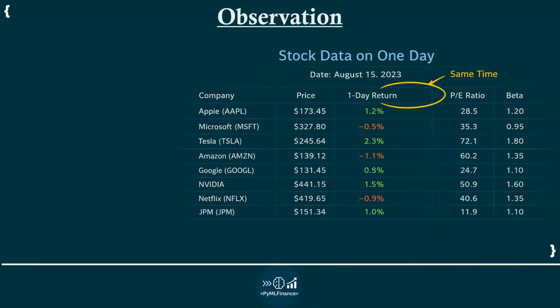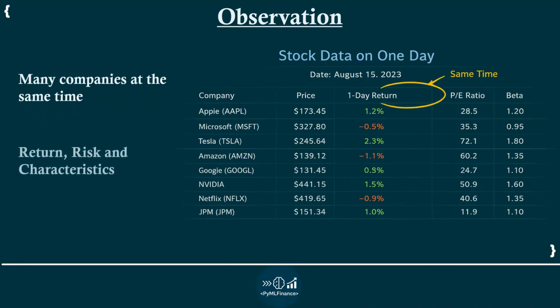Suppose we look at the stock market on a specific date. We can observe many companies at the same time. Each company has its own risk, its own return, and characteristics. Instead of looking across time, we are looking across different firms at one point in time. So, if we collect data for many companies on a single day, what kind of data is this? Is it time series data or something else?